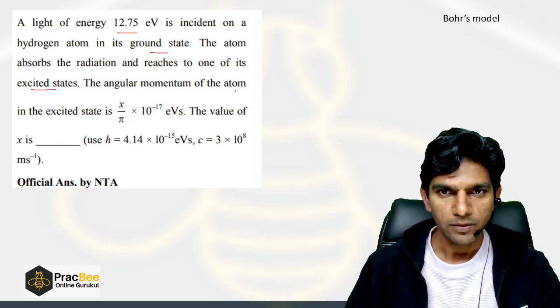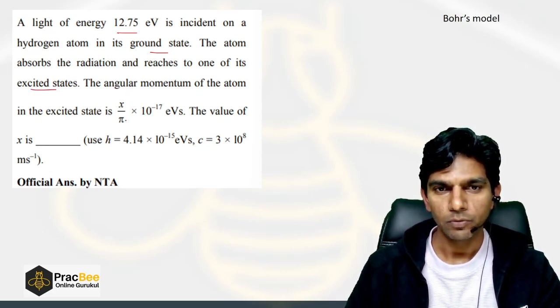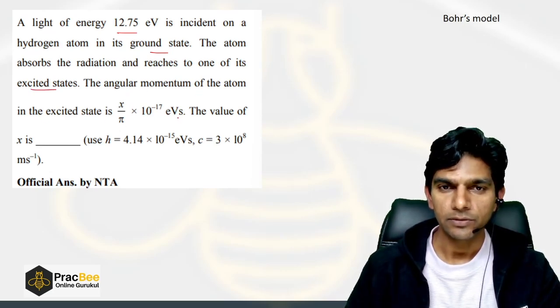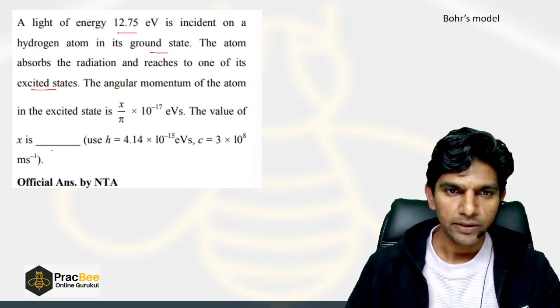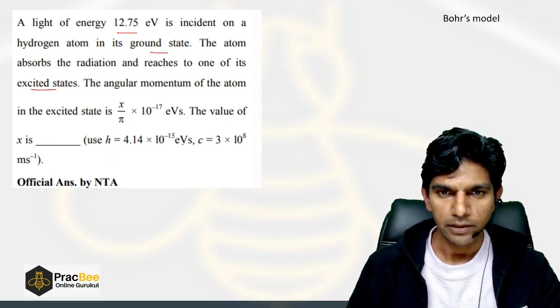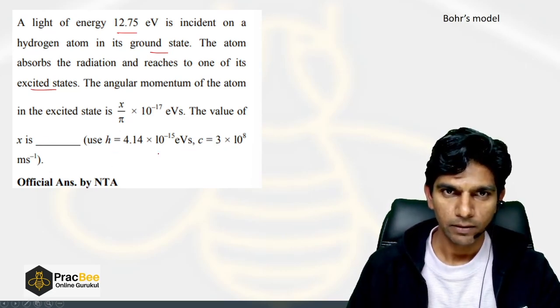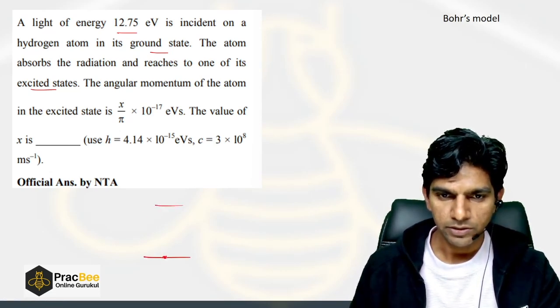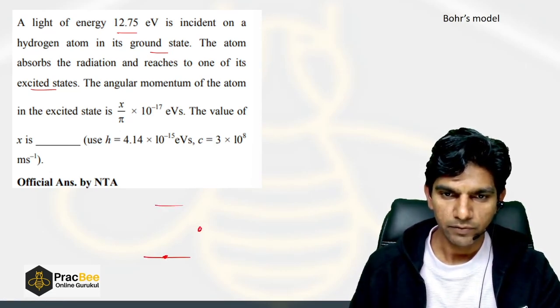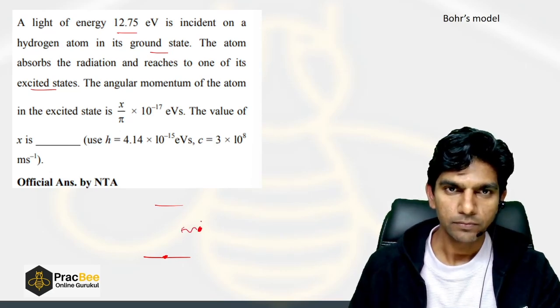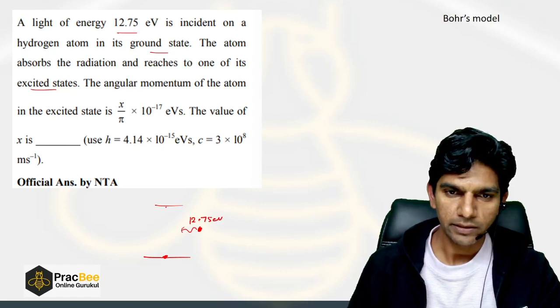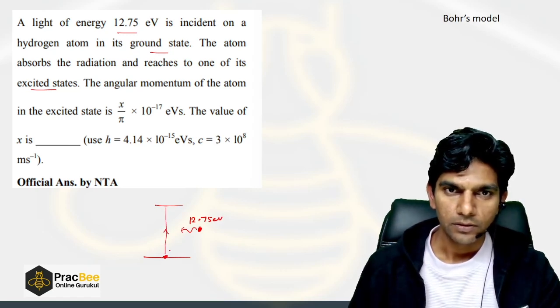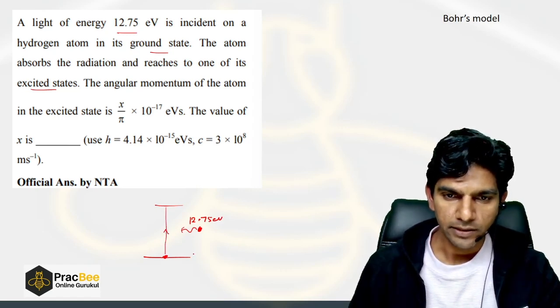The angular momentum of the atom in the excited state is x upon pi times 10 raised to power minus 17 electron volt second. The value of x, h value is given in electron volt second, and c value is also given. Okay, right. So the electron is in a lower energy state, and we have given some energy in the form of photon, and the energy of the photon is 12.75 electron volt, and by gaining this energy the electron moves to an excited state from the ground state.